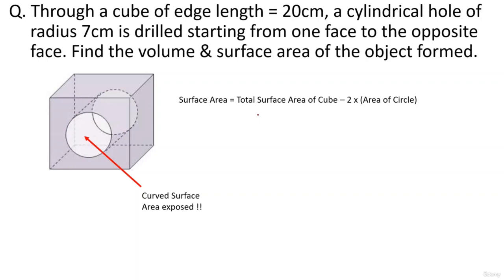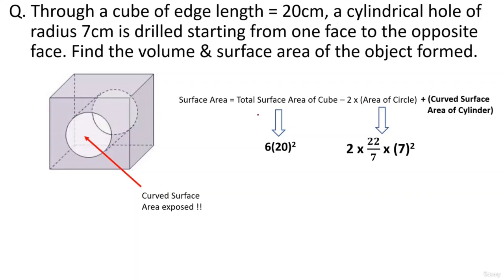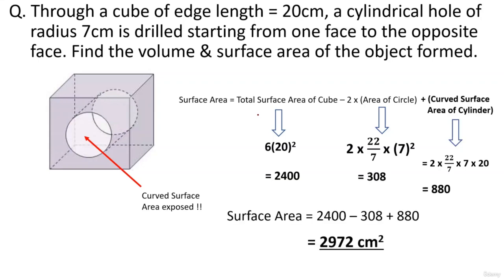So the final surface area, guys, will be the total surface area of the cube, from which you remove the area of two circles, and add the curved surface area of the cylinder, right? So that will be 6 into 20 square, 6L square for the cube, 2 into pi r square for the circles, and for the cylinder it will be 2 pi r h. Your required answer is 2972 centimeter square. As simple as that.